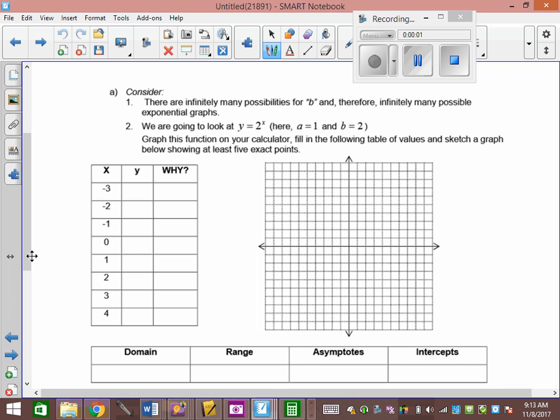So what I want you to do is go, you don't have to write any of this stuff right now. All I want you to do is go into your calculator and type in y equals 2 to the exponent x. And then Zoom 6, because you're probably in some crazy trig window right now. You don't want any crazy trig. It's back to standard.